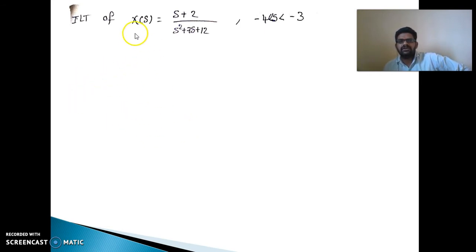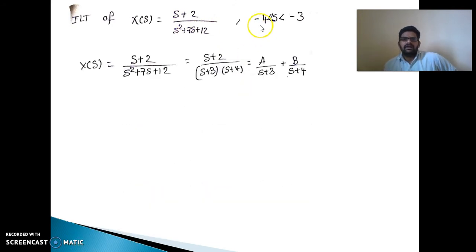For example, consider this one. Calculate the inverse Laplace transform of X of s equal to s plus 2 by s square plus 7s plus 12, where minus 4 less than real s less than minus 3. So directly they gave the range of s. That is, indirectly he is giving the ROC.